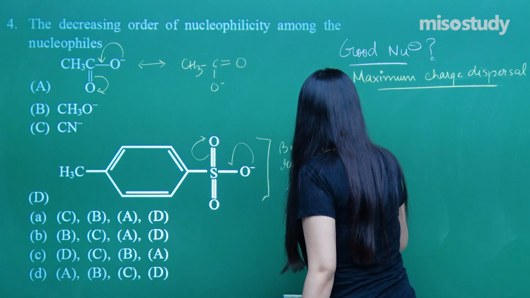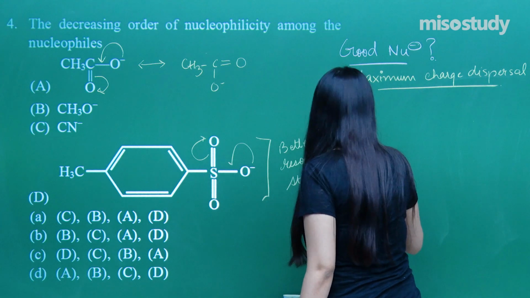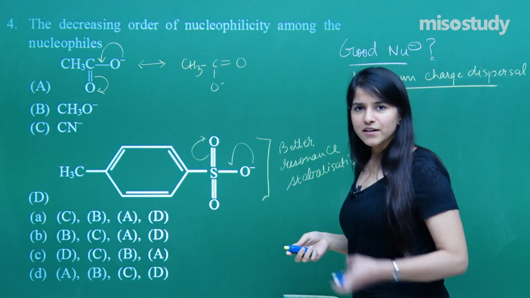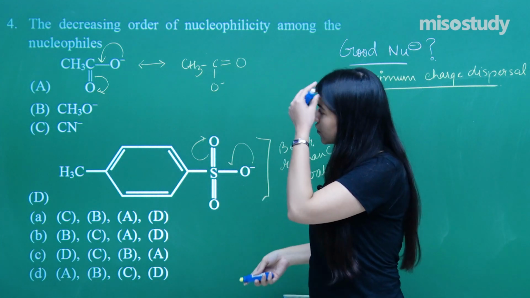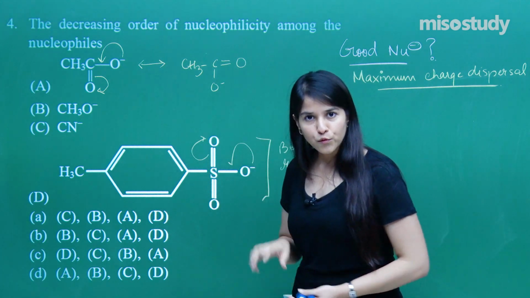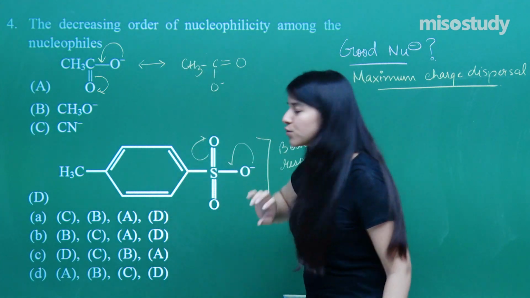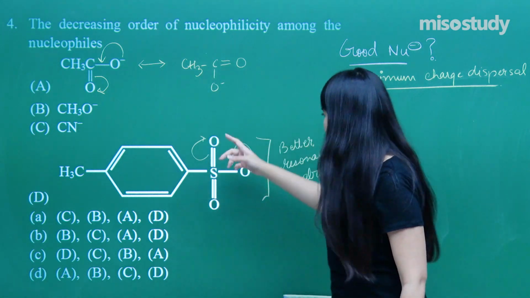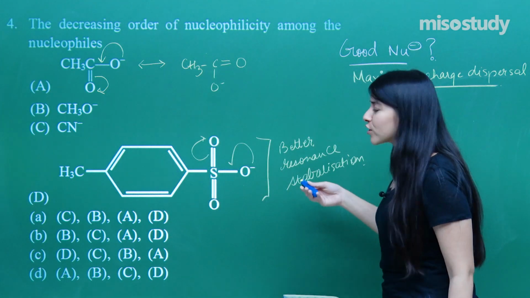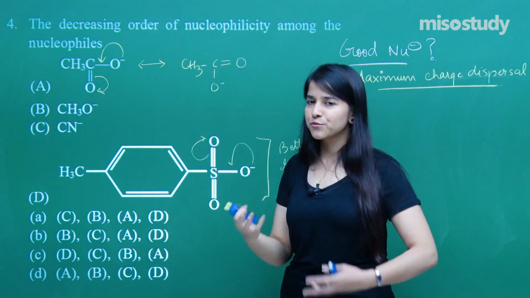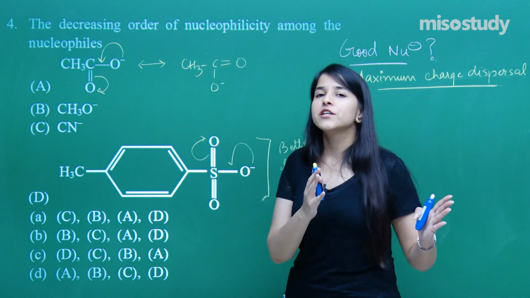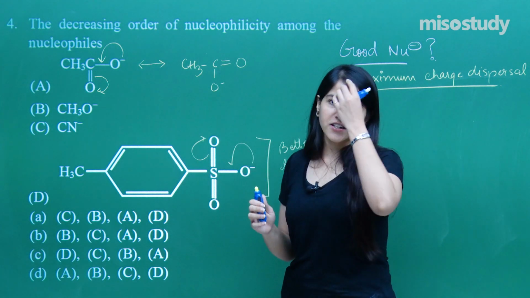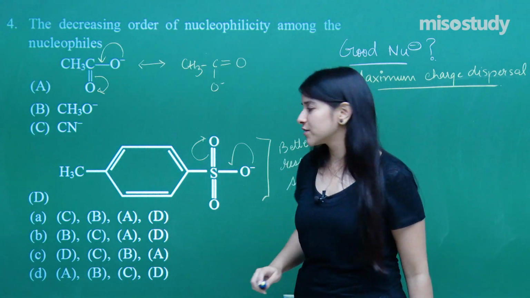Stabilization. So I hope you all are getting the idea. Now out of the two, or I can say out of the four, we take out these two as the best ones. And out of these two, the best one would be having more number of resonance structures over here. That means more resonance stabilization, more dispersion of the negative charge. So I hope you all have got the idea over here.